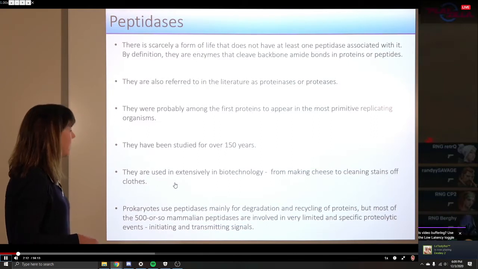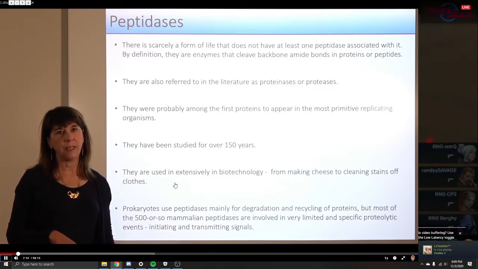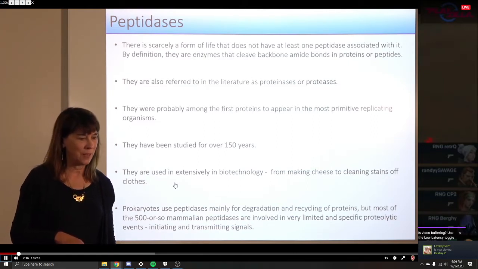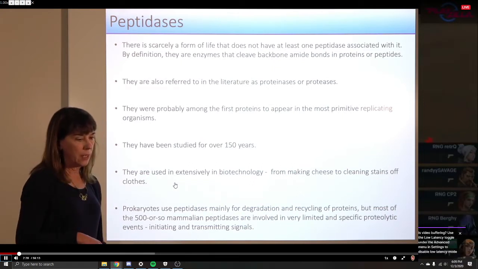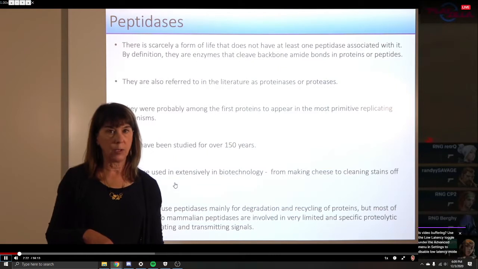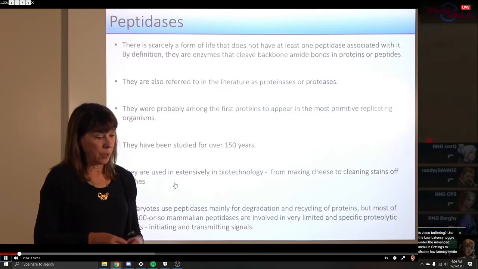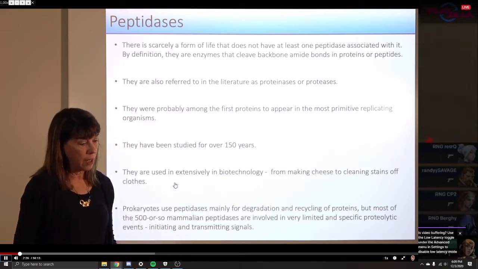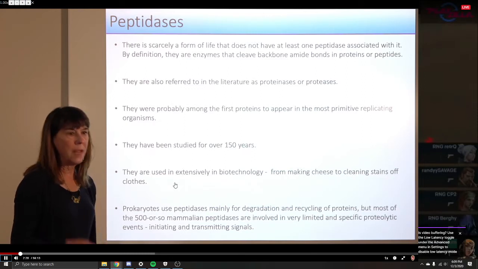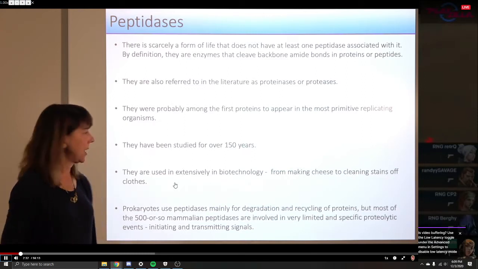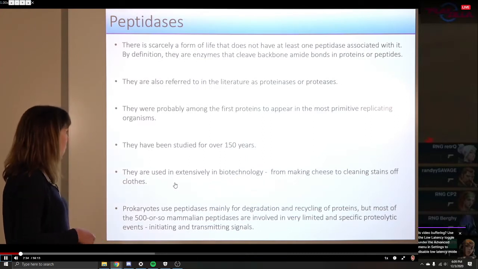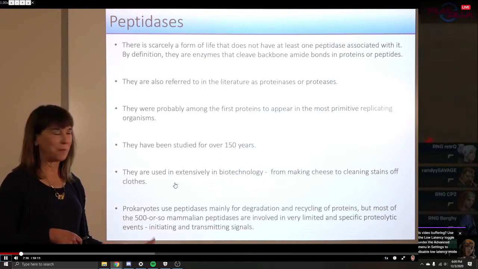Now, they've been studied for more than 150 years. 150 years. They are important in the biotechnology field. They're used, for example, in the production of animal feed, the production of textiles, the leather, the food industries. Meat tenderizer. If you use meat tenderizer, you're using a protease. They're also used to clean stains off clothing.